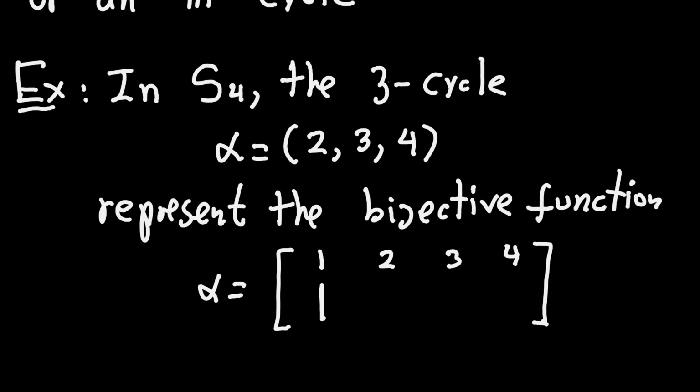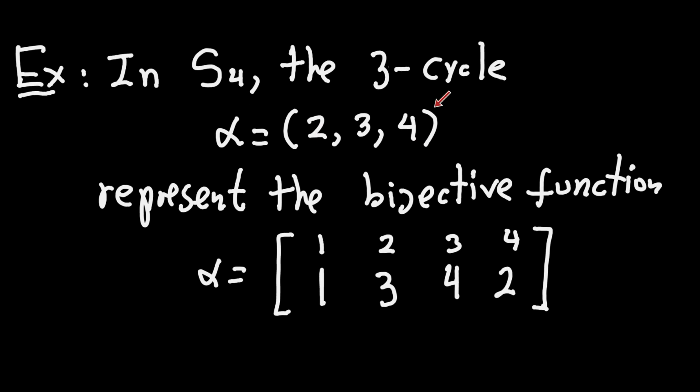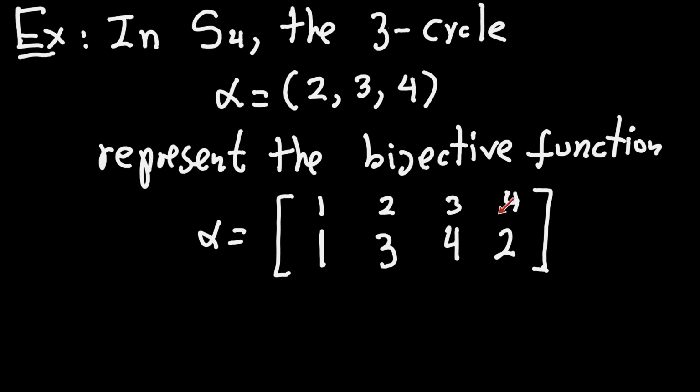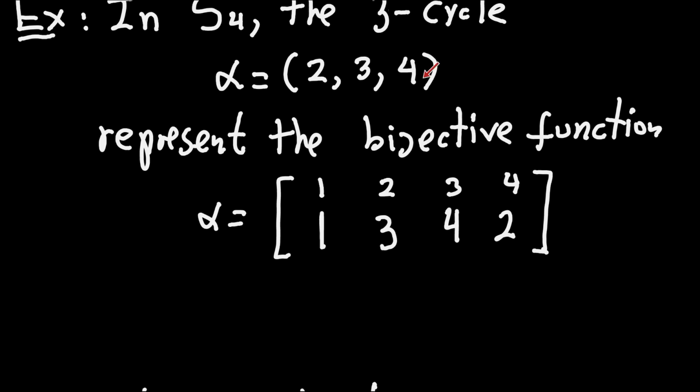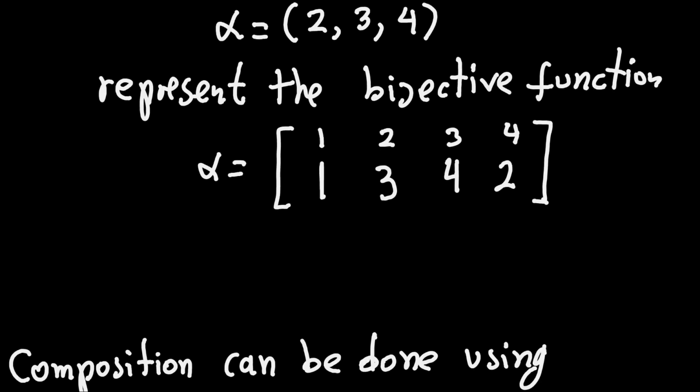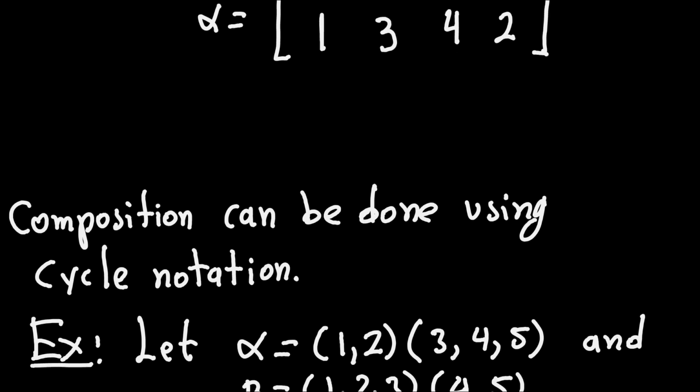So that means 1 goes into 1. Now, for this one, 2 is mapped into 3, so I'm going to put that in here. 3 is mapped into 4, that's going to go here. And finally, 4 is mapped into 2, so that's going to be put here. These two things are two different representations for the same object, and the object here is the bijection that does this kind of assignment. We usually represent it like this because it's shorter to write this than writing this array. So that's why we're basically going to use the cycle representation.